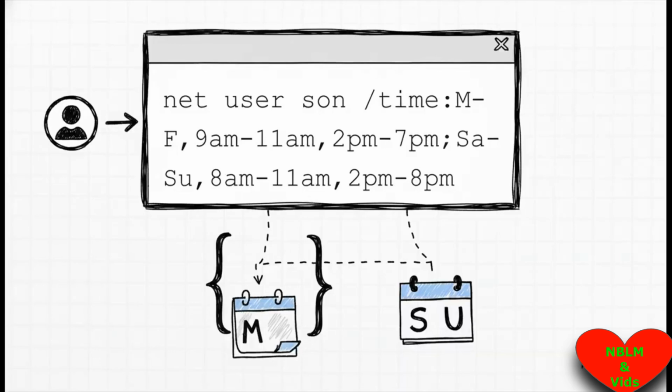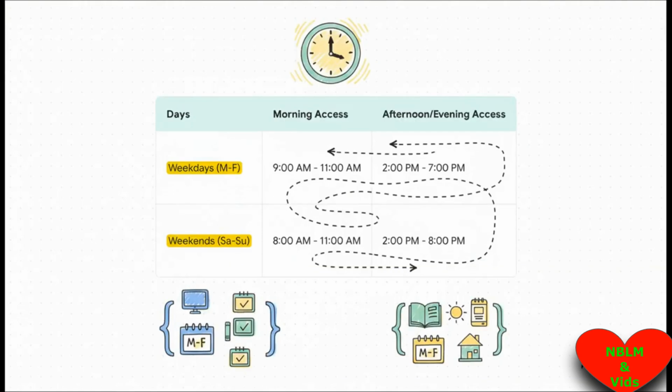Let's break that down visually. So this table makes it super clear what that big command is actually doing. You can see it creates two different login windows for each day. During the week, it's 9 to 11 a.m., and then again from 2 to 7 p.m. On the weekends, we've given a little extra time. Starts earlier and ends an hour later. And of course, you can customize this completely to fit your own family schedule.